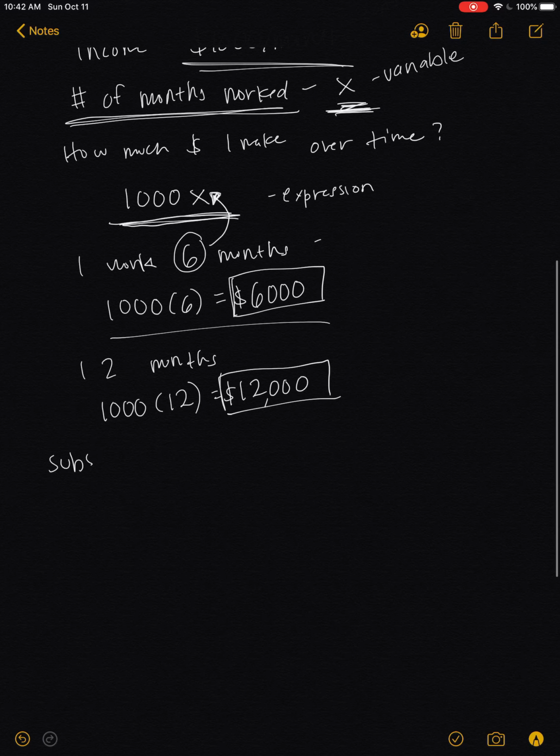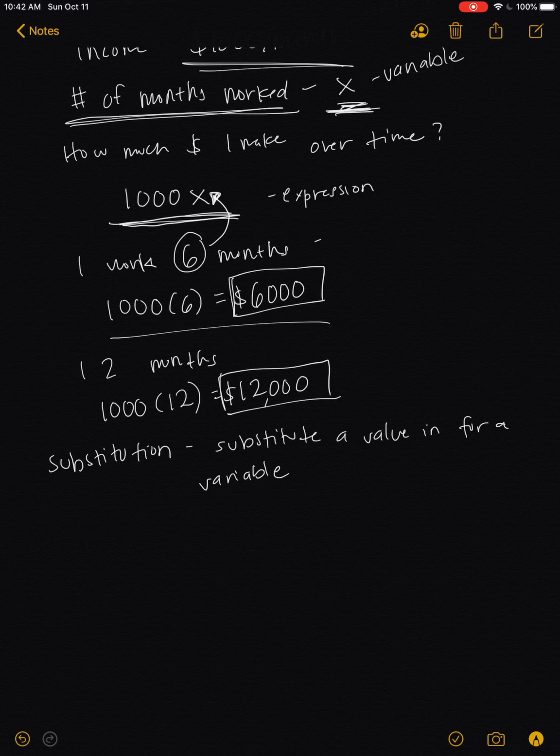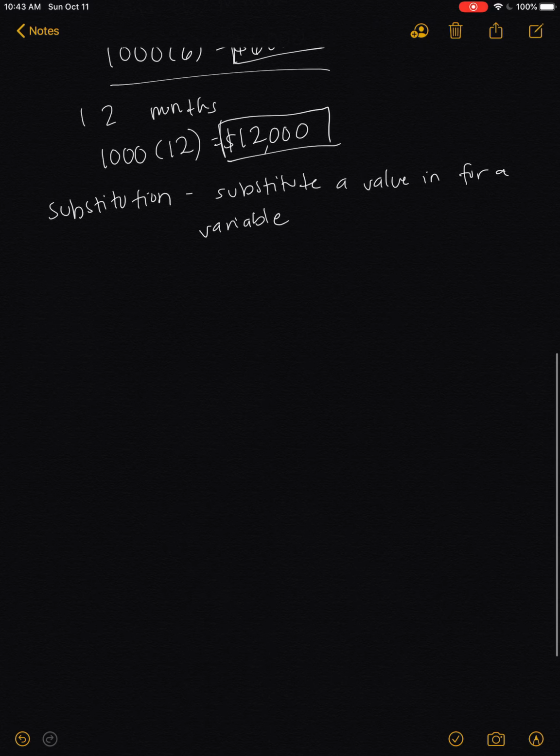Okay, so what we were just doing is called substitution. Right, so that's when you substitute a value in for a variable. And that's exactly what we just did above there. So we were like, okay, what if I work 6 months? I plug it into X. What if I work 12? Plug it into X, and we evaluate our expression.